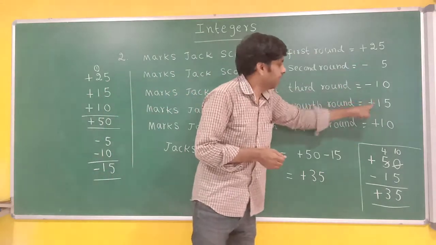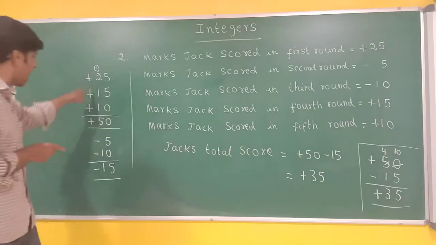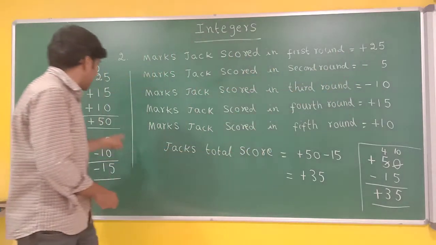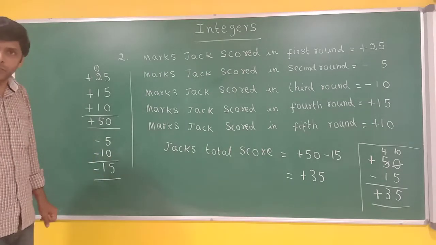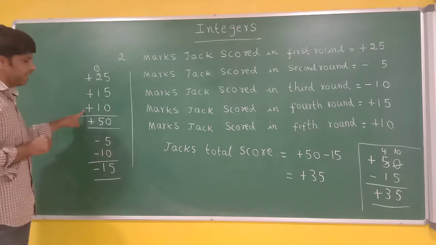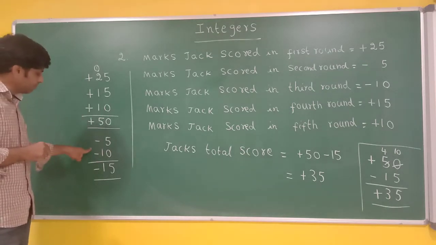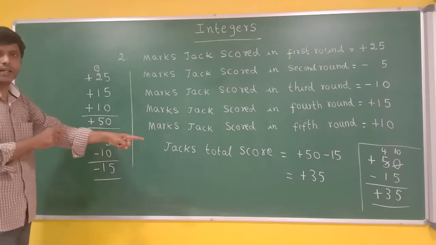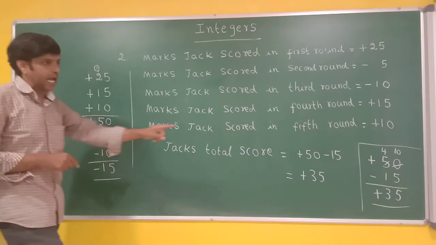I have taken the positive numbers separately and I have added them. I have taken the negative numbers separately and I have added them because same sign means addition. All are same sign. So addition. These two numbers also have same sign. So addition. Now at the end, this number and this number I have written here.